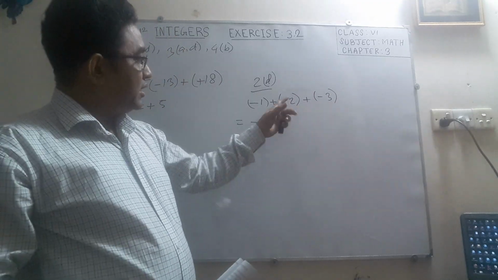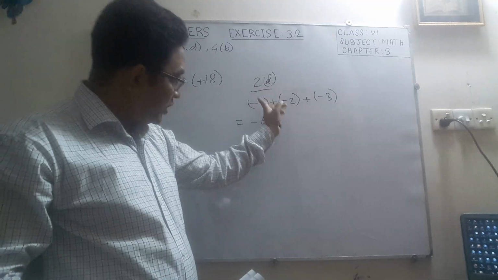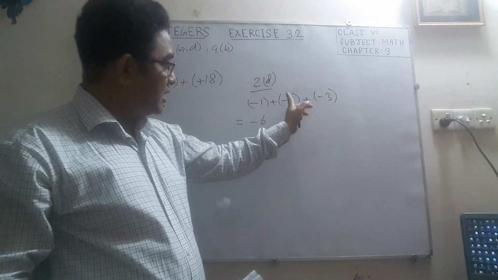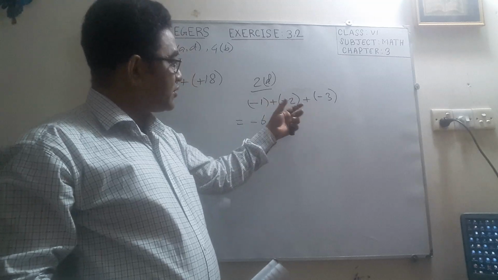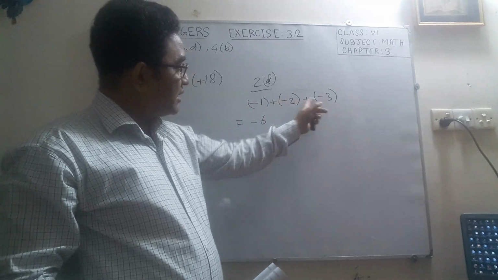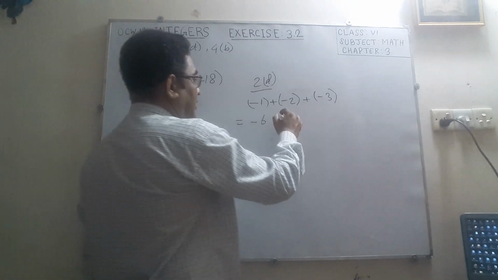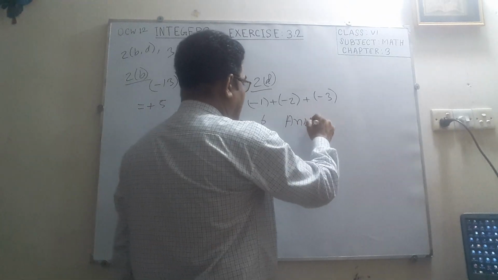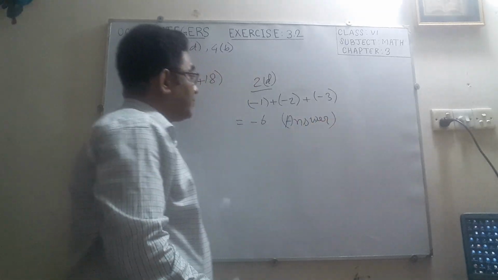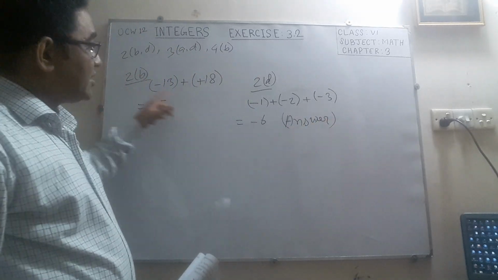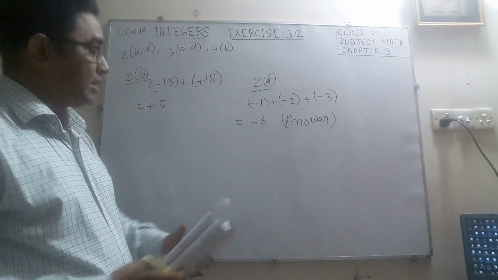Minus 1 plus minus 2 plus minus 3. How many minus numbers are here? Minus 1, minus 2, and minus 3. So minus 1, another minus 2, that means minus 3, another minus 3, that means minus 6. So what is the result here? Minus 6. Students, so like this we have to solve.